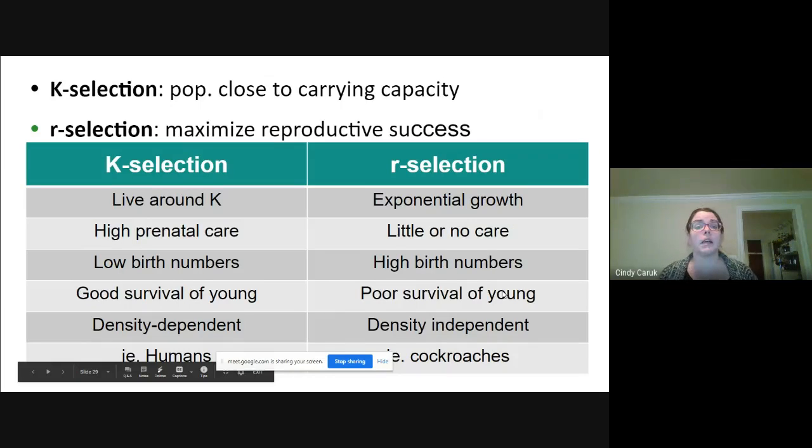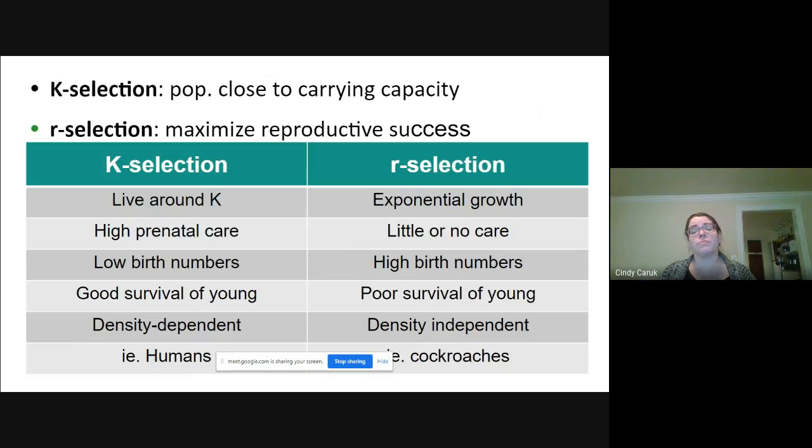And then K selection versus r selection. K selected species, that's like us, have high prenatal care, low birth numbers, good survival of the young, and they're density dependent. So biotic factors are really going to affect them, okay?